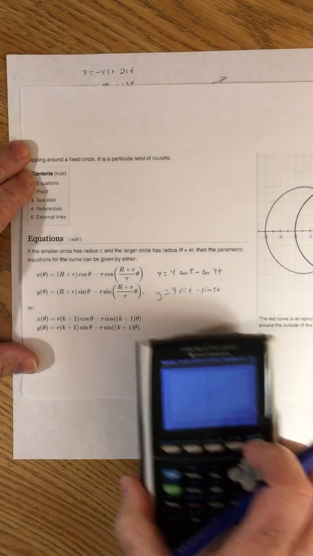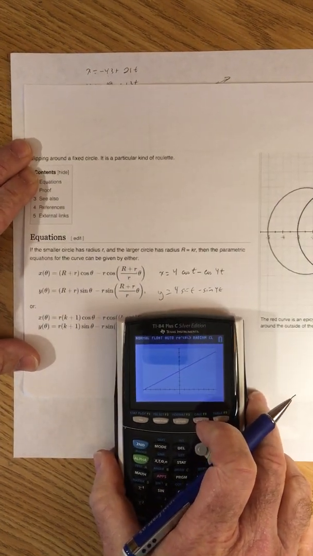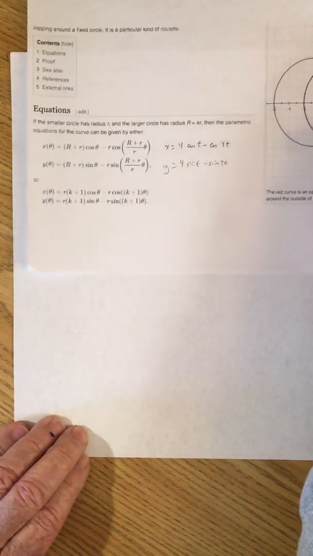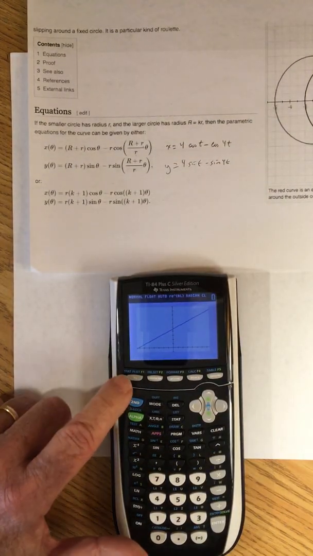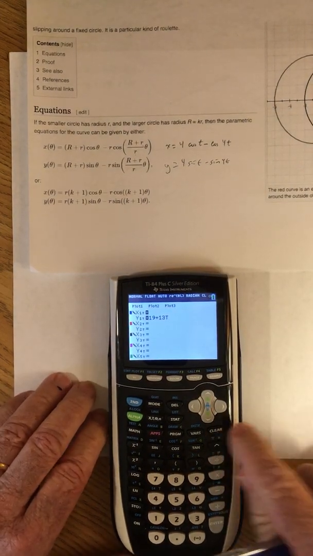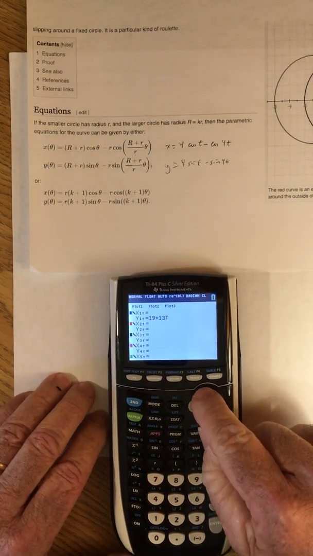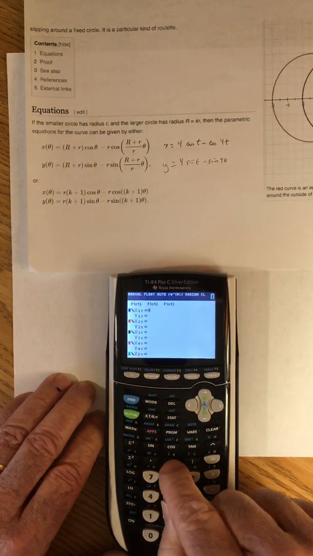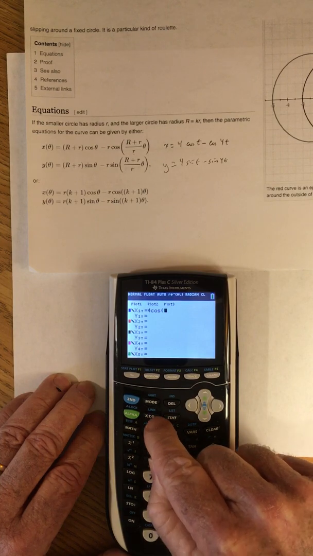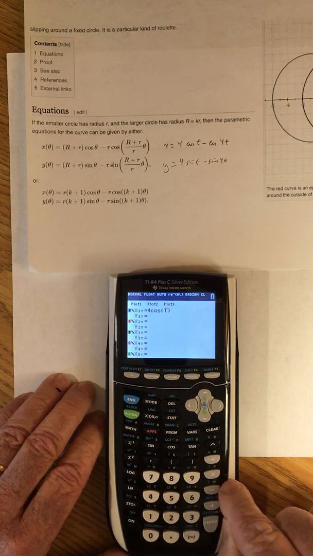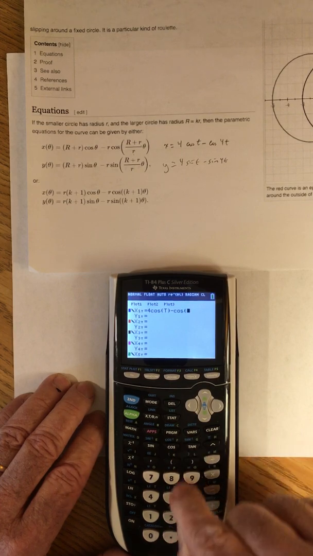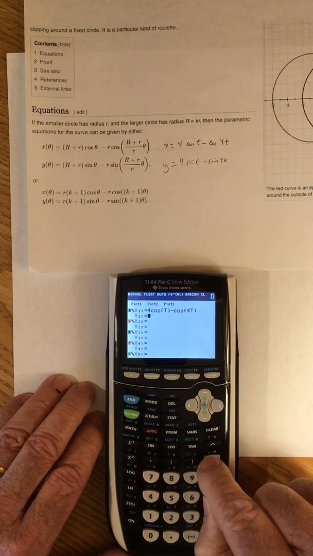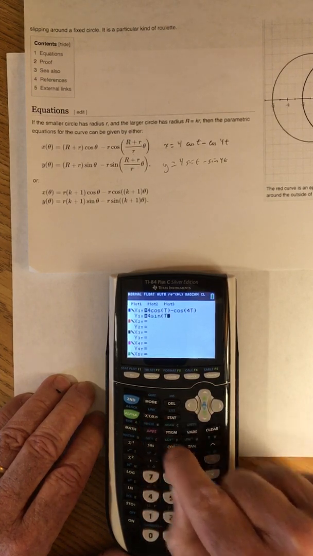All right, to the grapher we go. Make sure my grapher's on screen. I'm going to move this up a little bit. Okay, clear that off. Okay, so we have 4 cosine t minus cosine 4t. And similarly, 4 sine t minus sine 4t.